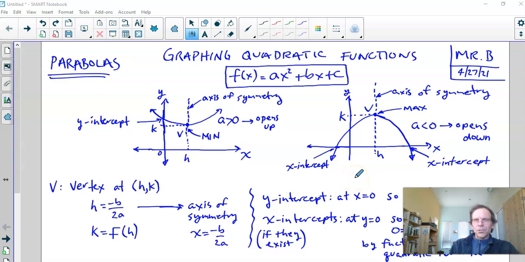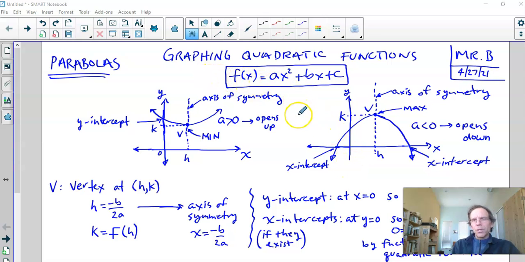Hello, algebra students. This is Mr. B. Today we're going to learn about graphing quadratic functions. Those graphs are called parabolas. You've probably seen these in math classes somewhere. Anyway, here's what we're going to start with.